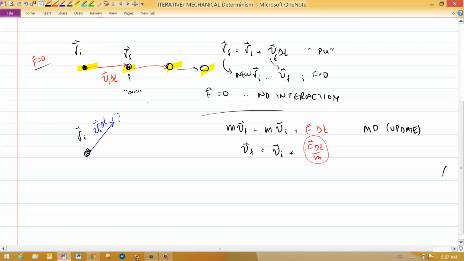So I'm going to let the force be this little red vector here. This is a vector, it's a displacement. It tells me what delta t times F delta t over m is.